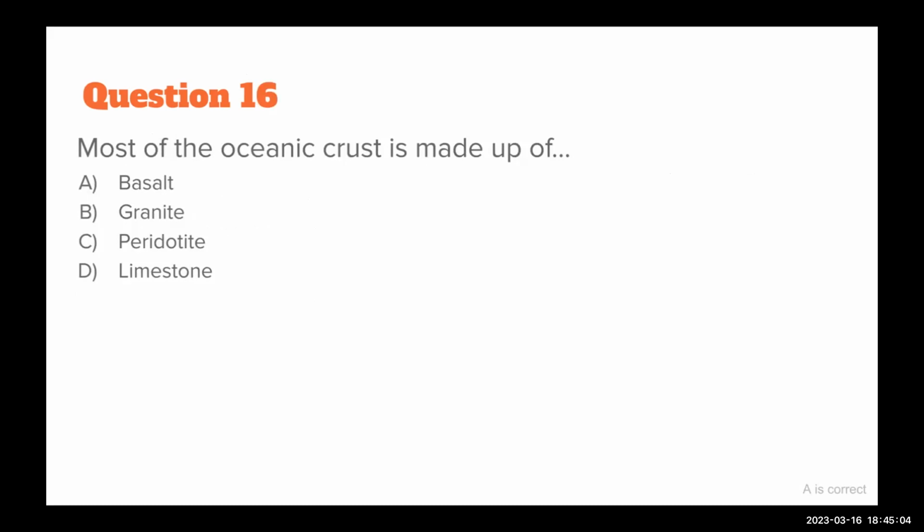Question 16, most of the oceanic crust is made up of basalt, mafic, and also extra fine grain. Just remember that. If you want to go into all these details, the granite could be. Yes, exactly. Great writing going on. Peridotite would be.